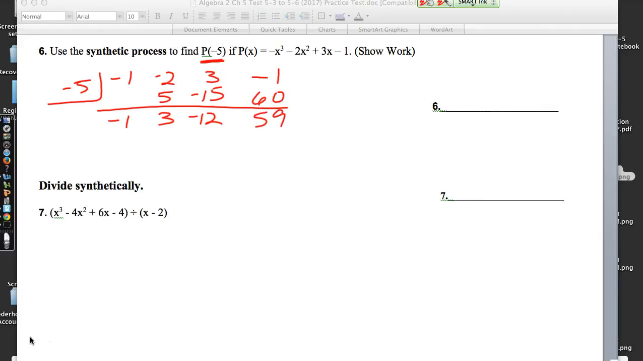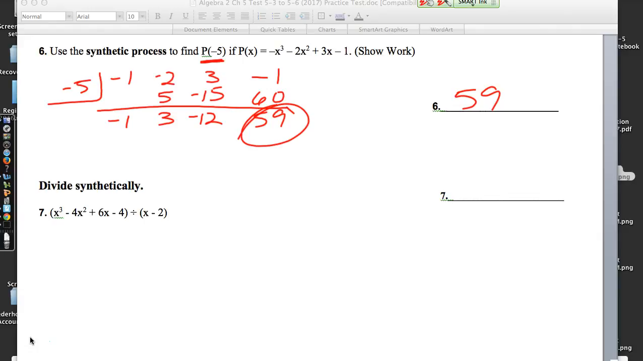And now here's the big deal also, because you're going to miss a point if you can't tell me what the answer is. Do we use the whole thing? Not for this one. What's the answer? 59. That's it, right there. That last number is what you get. Now here's another one that you could check with your graphing calculator.